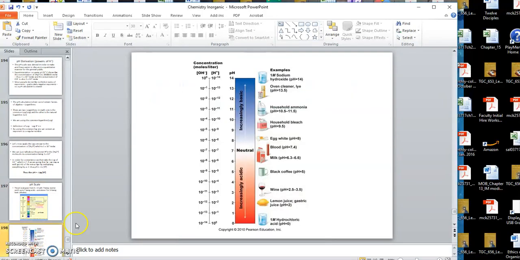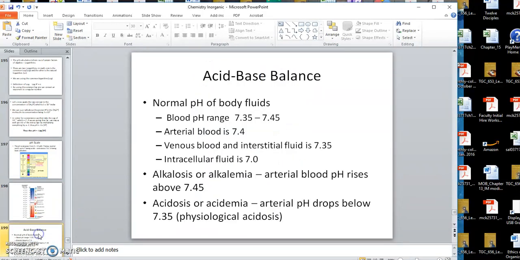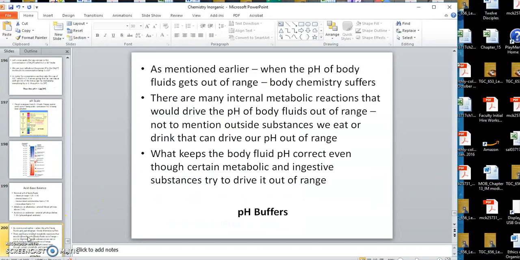Here's another scale showing this. Our blood, which I'm more interested in, should have a pH of 7.35 to 7.45, with a pH ideally of 7.4. So the homeostatic range would be 7.35 to 7.45. Again, here's the normal pH of body fluids, the blood 7.35 to 7.45. We'll be talking about this more in ANP2, acidosis and alkalosis. But for ANP1, we want to maintain it at 7.35 to 7.45 for the blood.